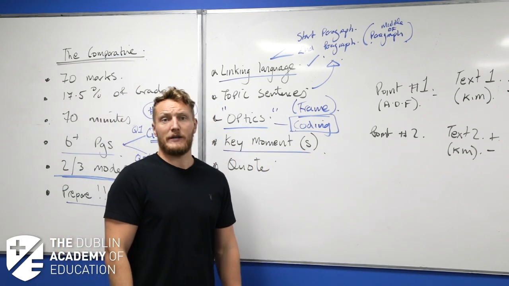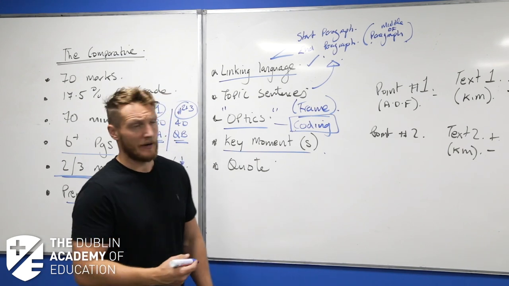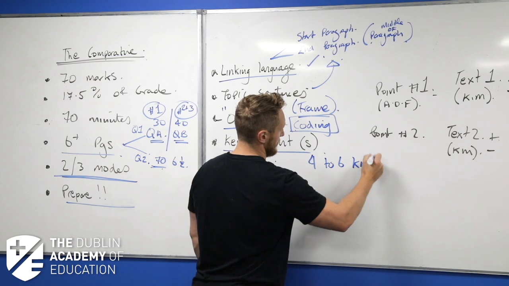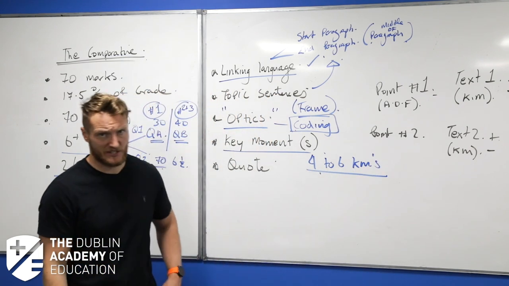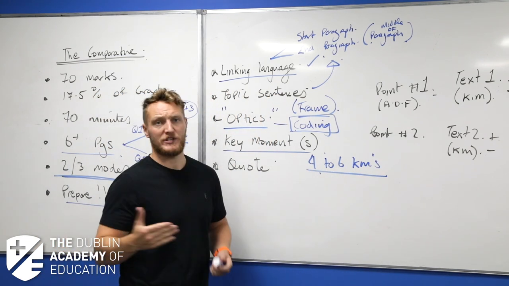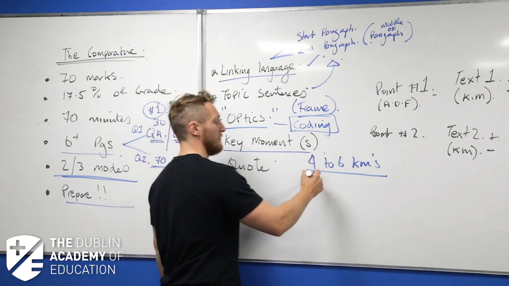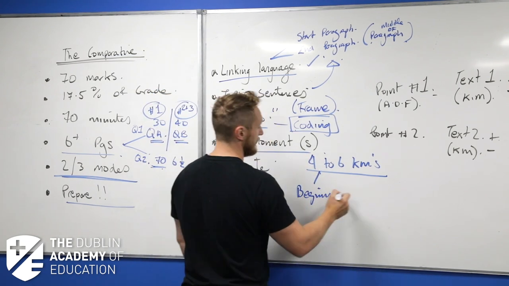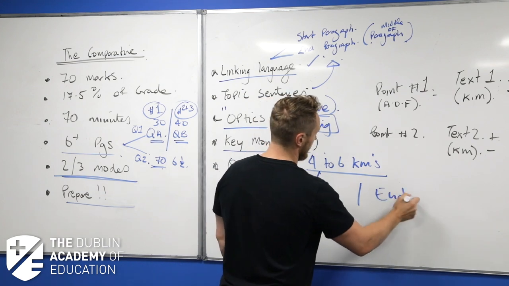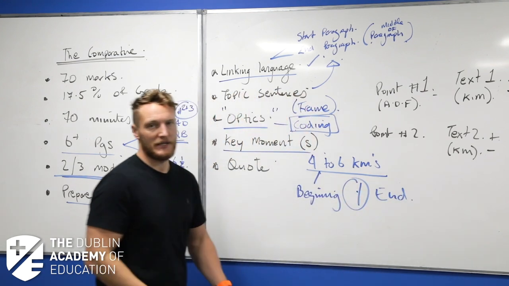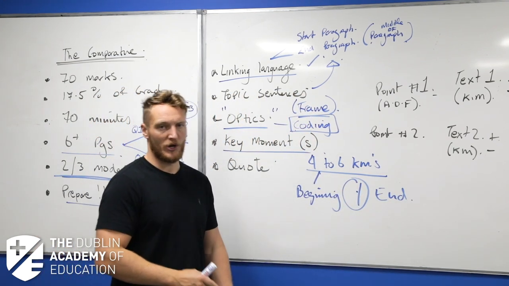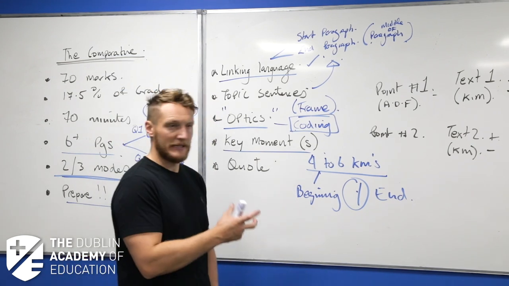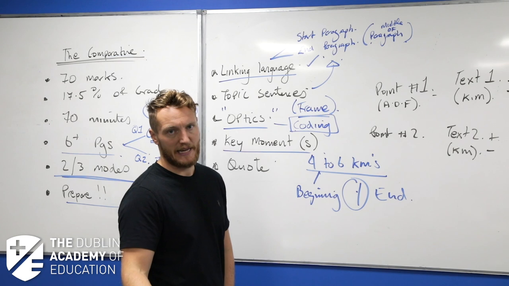Your comparative is all about key moments, okay? So it is all about key moments. You should have 4 to 6 key moments per text, okay? So you should know 4 to 6 key moments per text. Of those 4 to 6, you have to have the beginning, and you have to have the end, and then you can have whatever you want in the middle, okay? But 2 out of the 4, 2 out of the 6 will have to be the beginning and the end. What are you focusing on at the beginning of the text, and what are you focusing on at the end of the text, all right?